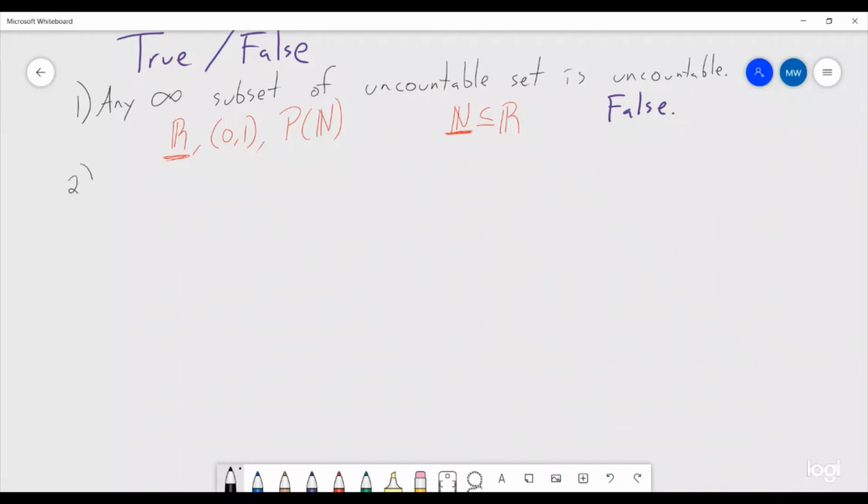Let's do N cross Q cross N is countably infinite. Is this going to be true or false? I don't know. I think I missed the countable lecture. Okay. So this is going to be true.